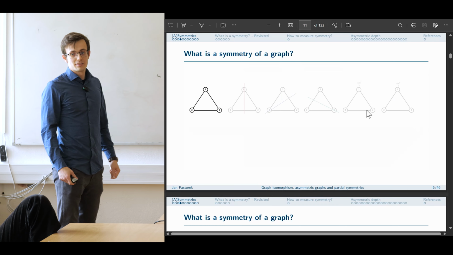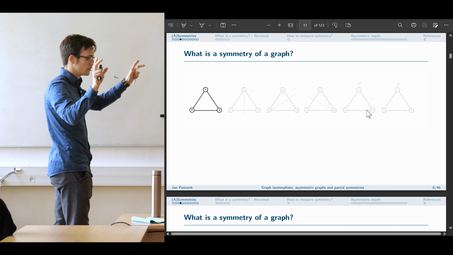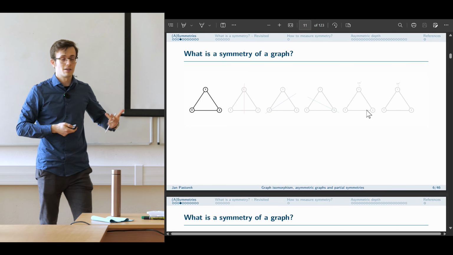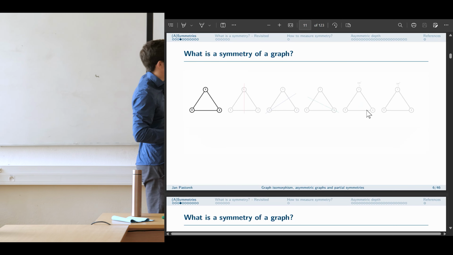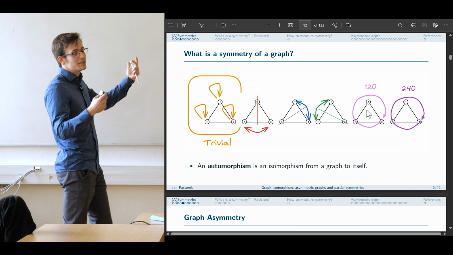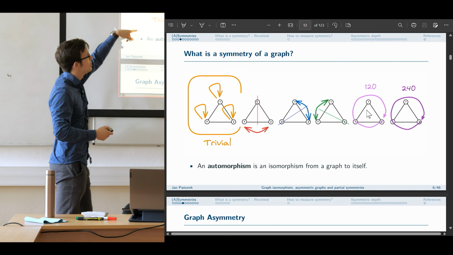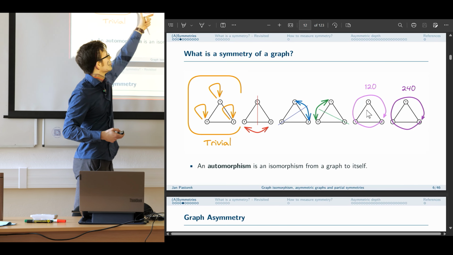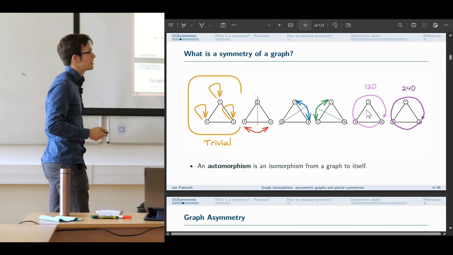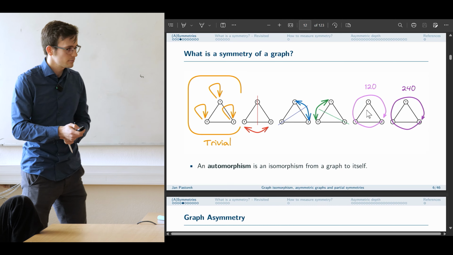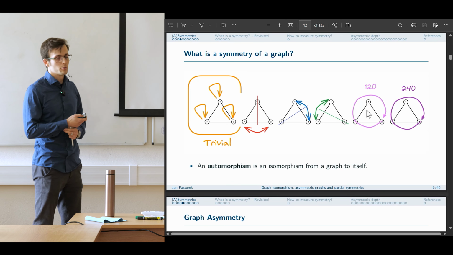And so what is the symmetry of a graph? Okay, right now we are basically talking about isomorphism. Right now we want to tell something more about automorphisms. Okay, so if you have this simple graph here on the left, which is just a triangle, it has 6 symmetries, right? This is the trivial one. You just map every vertex to itself. And then you have reflection on this axis, reflection on this axis, and some rotations. Okay, so it has in total 6 symmetries. And we define automorphism as an isomorphism from a graph to itself.